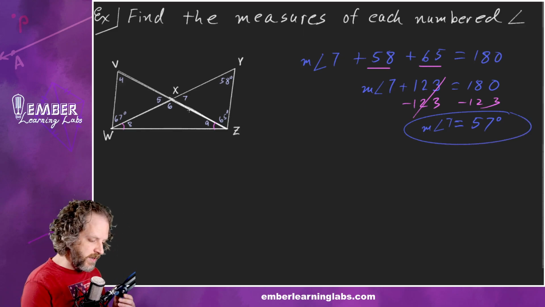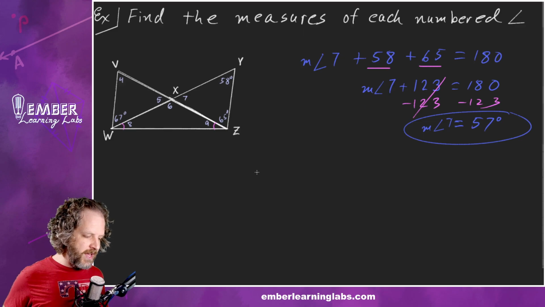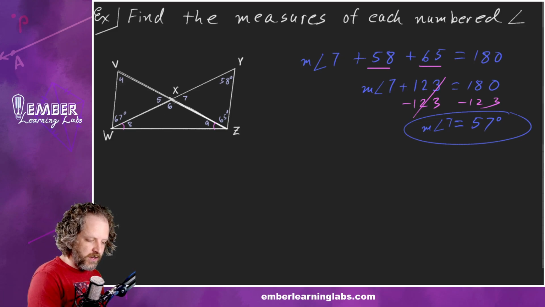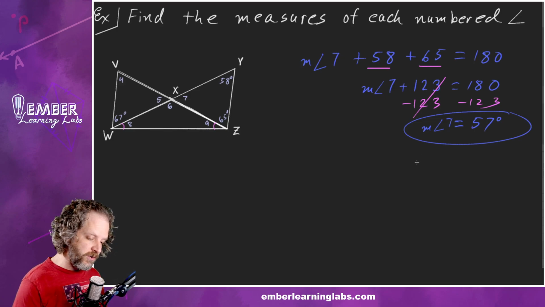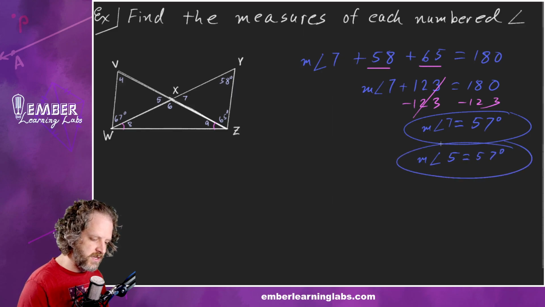So that's one of them. We need to find the rest of them. Now, do you see any that you can find really easily? Well, I do. I see these vertical angles right here. What are vertical angles? They are congruent. So the measure of angle 5 equals 57 degrees. Nice.